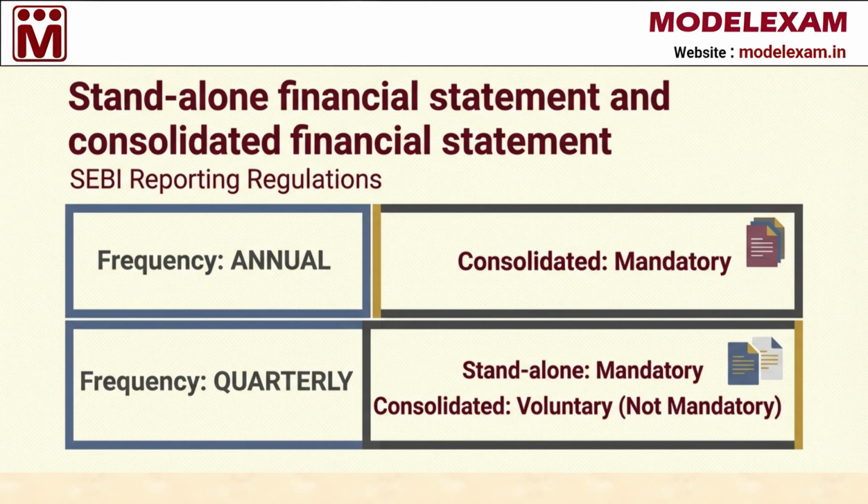Finally, let us look at the SEBI reporting regulations. For annual reports, filing consolidated statements is mandatory. However, for quarterly results, the rules are different. Filing standalone results is mandatory, but filing consolidated results is voluntary. While many top companies do it, it is not strictly required by law every quarter.